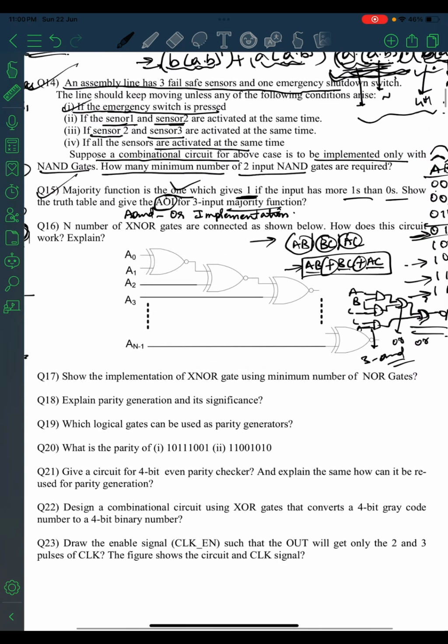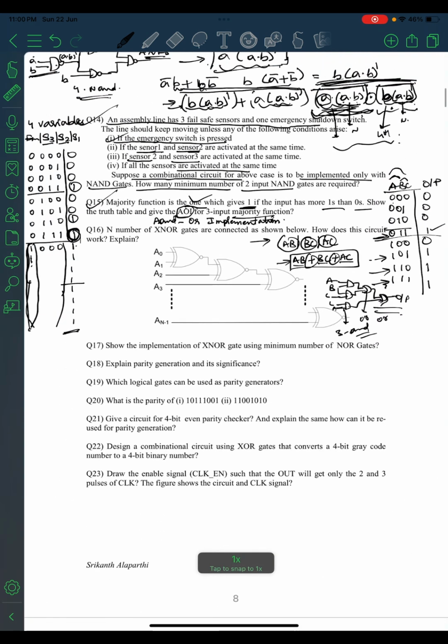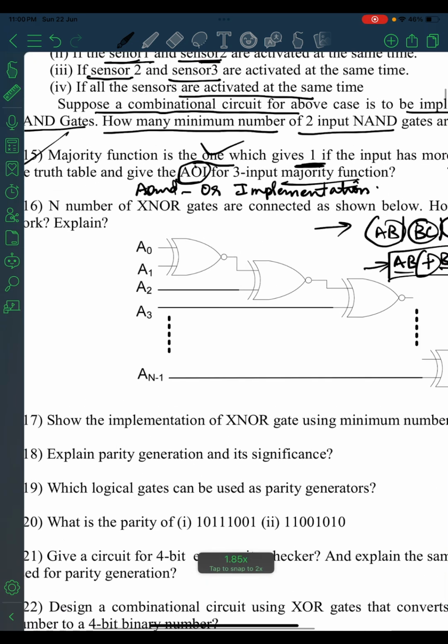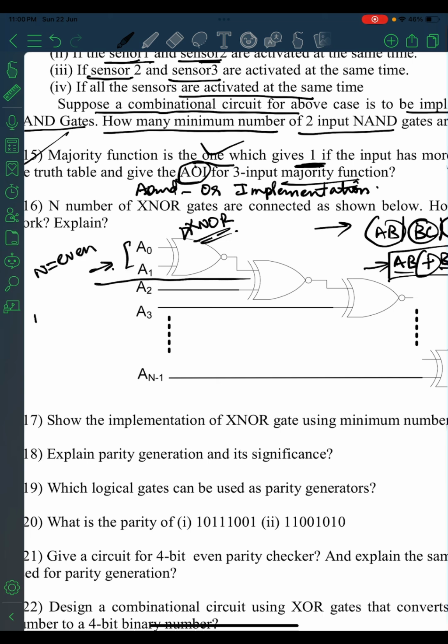Now the 16th one: n number of XNOR gates are connected as shown below. How does this circuit work? Now this actually works as follows. Basically it is an XNOR gate. If n is even, basically if these two are there and nothing else, n is equal to 2, what is it? It's an XNOR, right? The same goes whenever n is even: it is the XNOR of n inputs. Now if n is odd, say the case of this one.